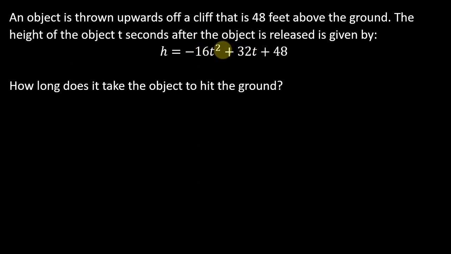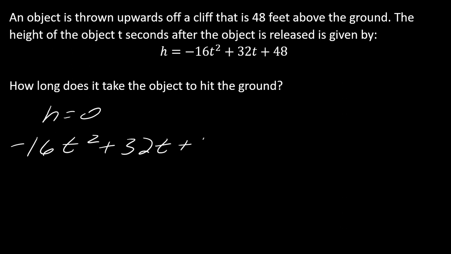So t is the time that this object is in the air, and h is how high the object is above the ground. If I ask how long does it take to hit the ground, what does the ground mean in terms of height in this context? Well, that means height would equal 0. So I just need to set this equation equal to 0. This will be negative 16t squared plus 32t plus 48 equals 0. This is what you need to solve. Now you might want to pause the video, hit play when you're ready, and see if you can figure out how to do that.